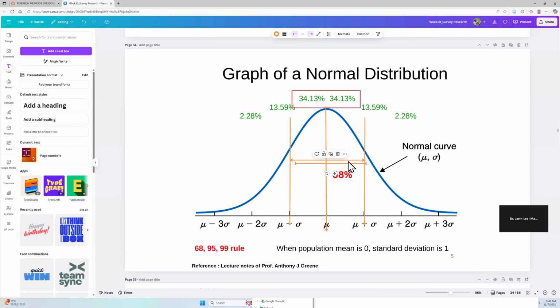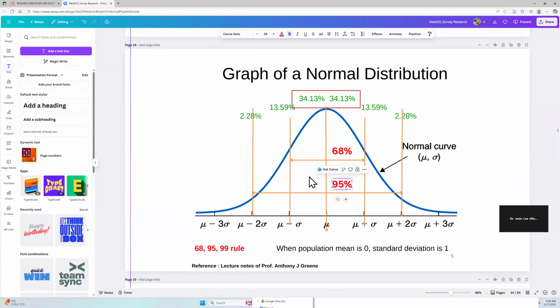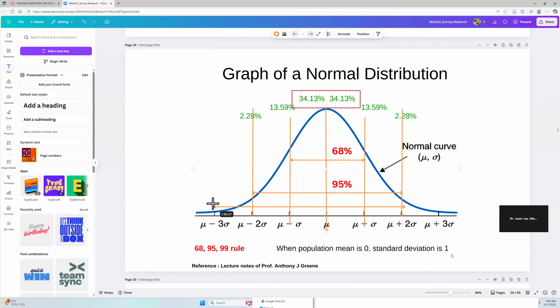And within two standard deviations, for easier understanding, I'm adding that. Within two standard deviations, there are 95% of the distribution within this range. And lastly, within three standard deviations from the mean, there are 99% of the distribution within the range.